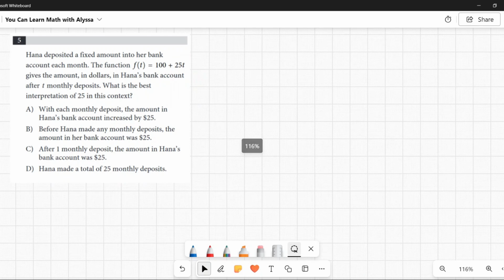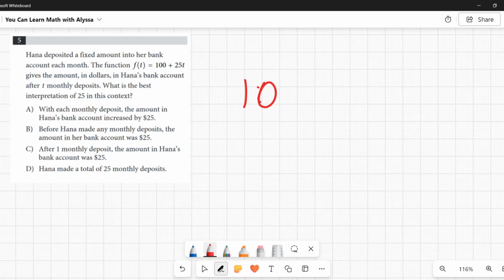Before I look at the answers, I just want to look at this equation they're giving us. So it's 100, plus 25t is the amount after t monthly deposits.